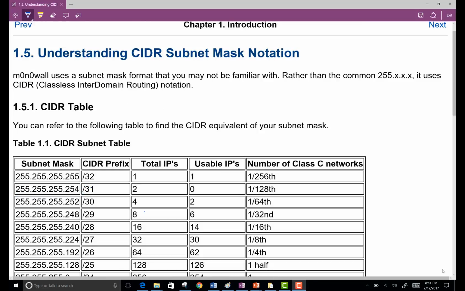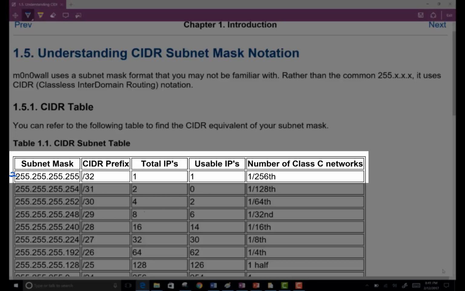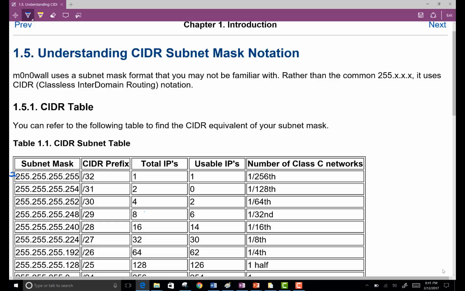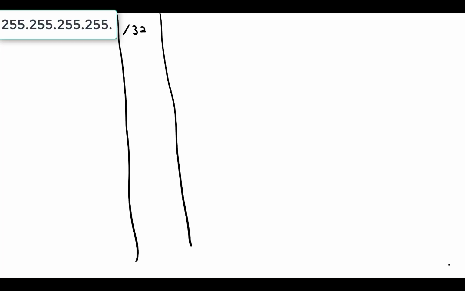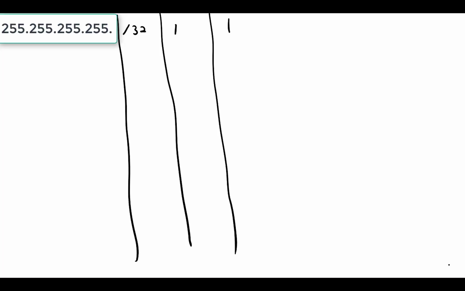So how might this help us on an exam? If we can remember the patterns and just remember this first row, 255.255.255.255, 32, 1, and 1, then when we sit down for the exam, while we're reading the instructions, we can start drawing out this table. Next, we write our CIDR prefix, 32. Then total IPs, 1. And then usable IPs, 1. And then we know we subtract 1 every time in this column. So then we'll be at 31.